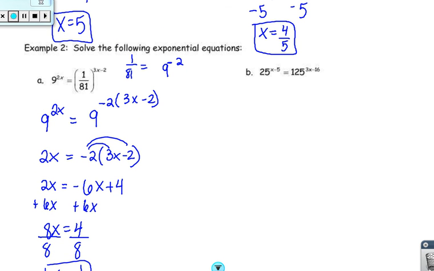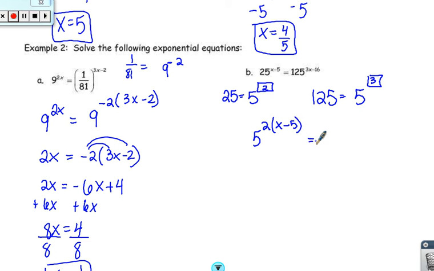All right, last one. 25 to the x minus 5 equals 125 to the 3x minus 16. 25 and 125 both end in 5, so there's a good chance that they could be written as bases of 5. 25 is 5 to the what? Squared. 125, I know, is 5 to the third. So rewriting this problem, 5 squared is 25, and then I have x minus 5. 125 is 5 to the third, and then I have 3x minus 16.